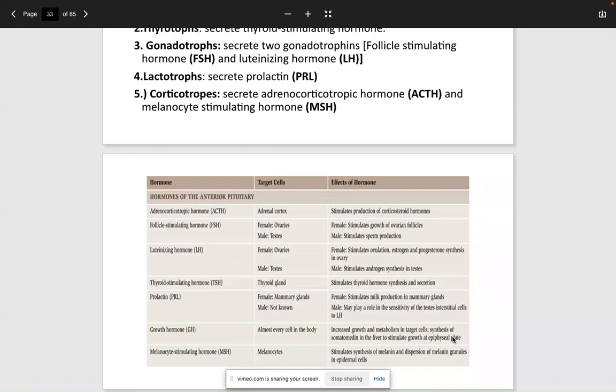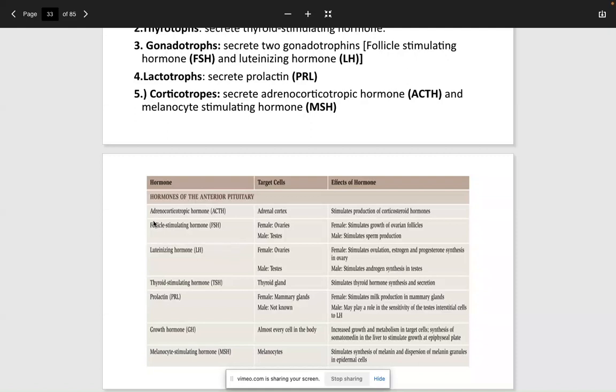Adrenocorticotropin hormone, or ACTH. If you think about adreno, it's going to work on the adrenal glands. Cortico, meaning cortisol, so it's going to cause the release of corticosteroids, or cortisol. Cortisol is going to be the stress hormone that we're going to discuss later on.